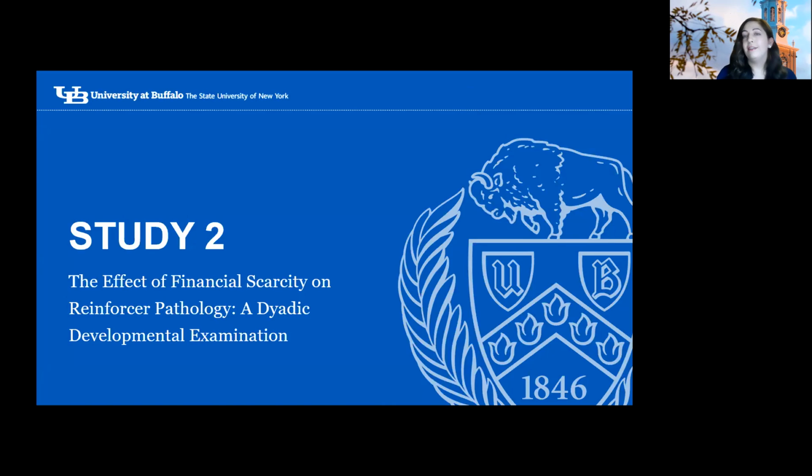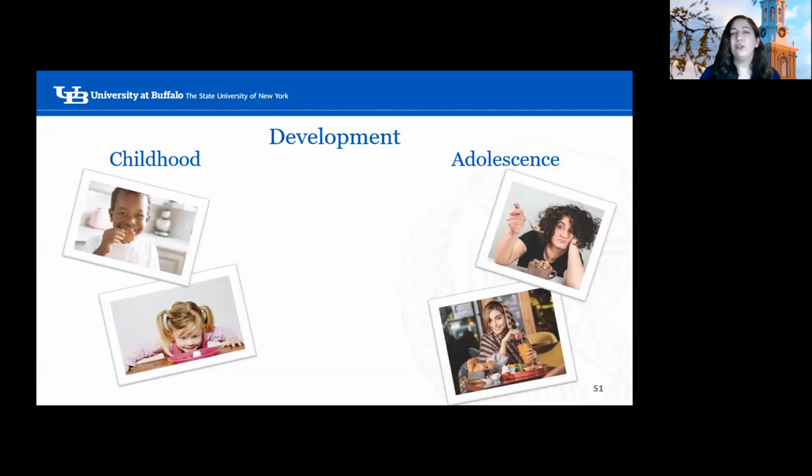So this brings us to study 2. Now study 2 and 3 came from the same experiment, but we did 2 separate analyses, one for reinforcer pathology and one for stress. For study 2, we wanted to bring in a life course perspective, which suggests that changes during sensitive periods of development may have a larger and not permanent, but a more difficult to change effect on the body and the brain.